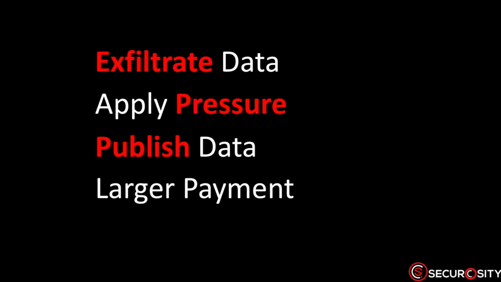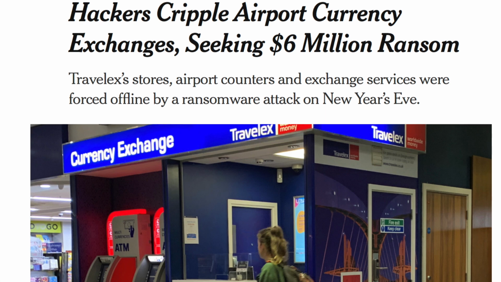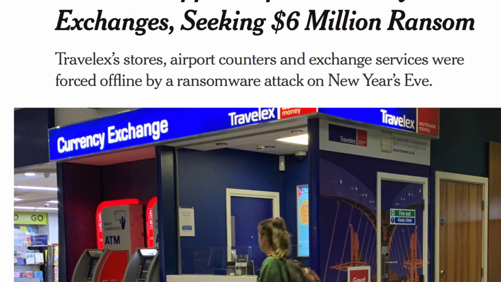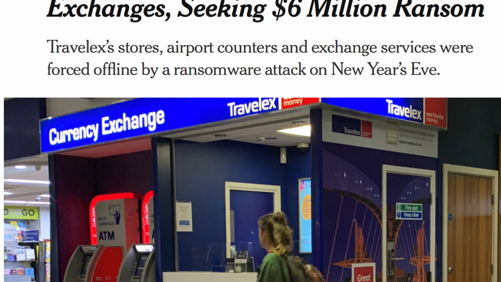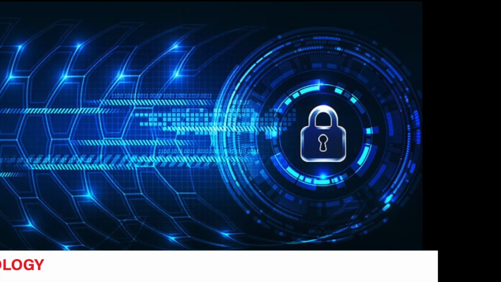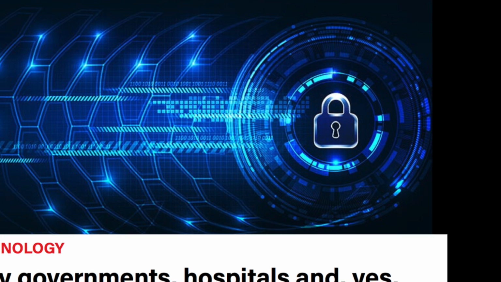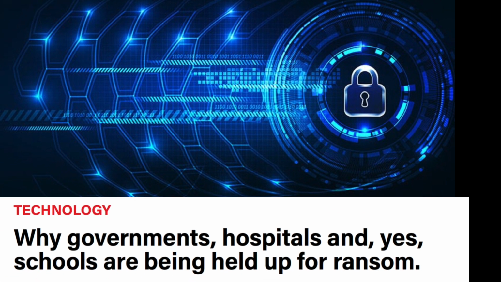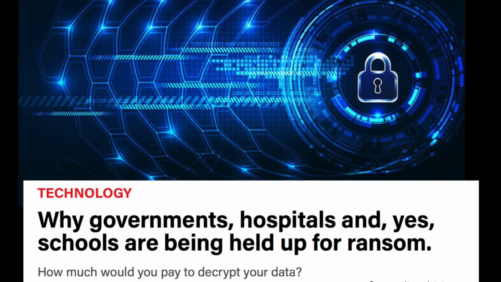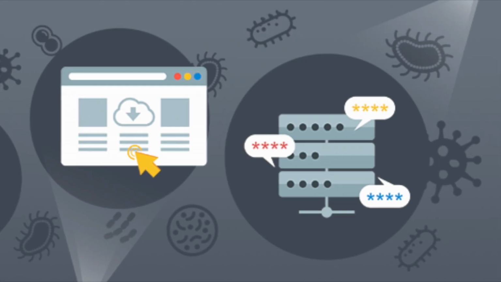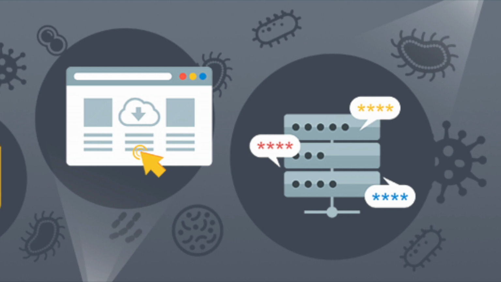Expect the ransoms or cyber extortion amount to be much larger, as we've seen it with TravelEx. The ransom was 6 million versus tens or hundreds of thousands when compared to previous years. We see more attacks targeting state and local government organizations, hospitals, and schools, as they are the most vulnerable and ill-prepared to respond. So how does ransomware enter into an organization?